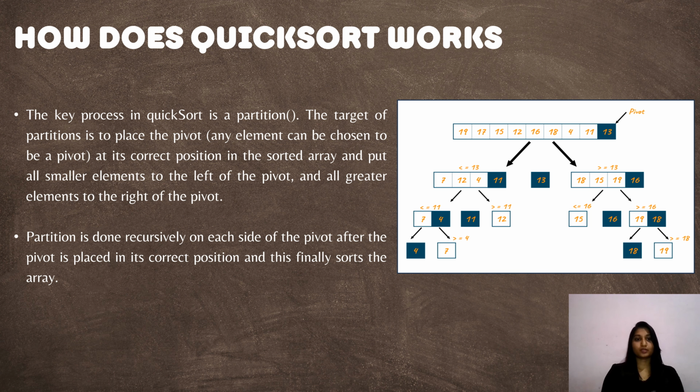How does quicksort work? The key process in quicksort is partition. The target of partition is to place the pivot at its correct position in the sorted array and put all smaller elements to the left of the pivot and all greater elements to the right of the pivot, as you can see in the diagram. Partition is done recursively on each side of the pivot after the pivot is placed in its correct position, and this finally sorts the array.